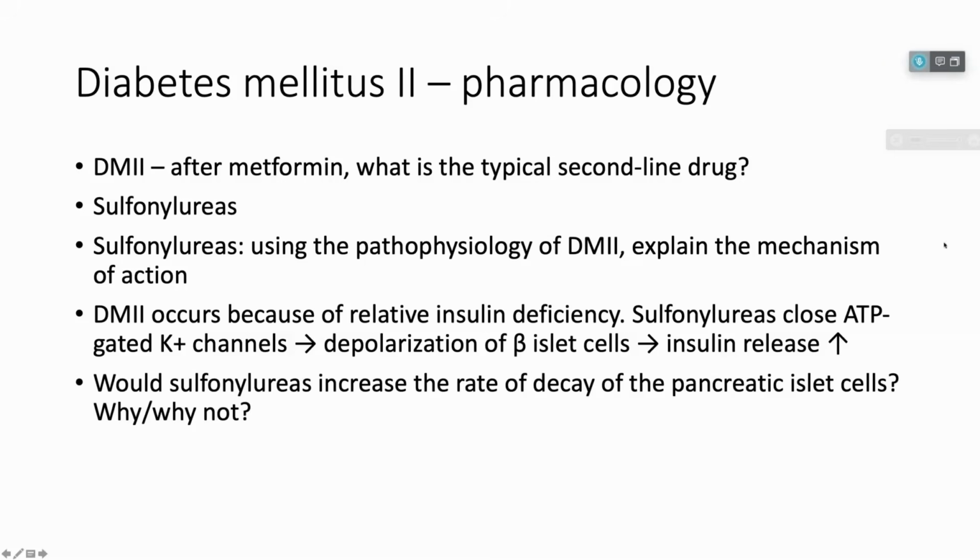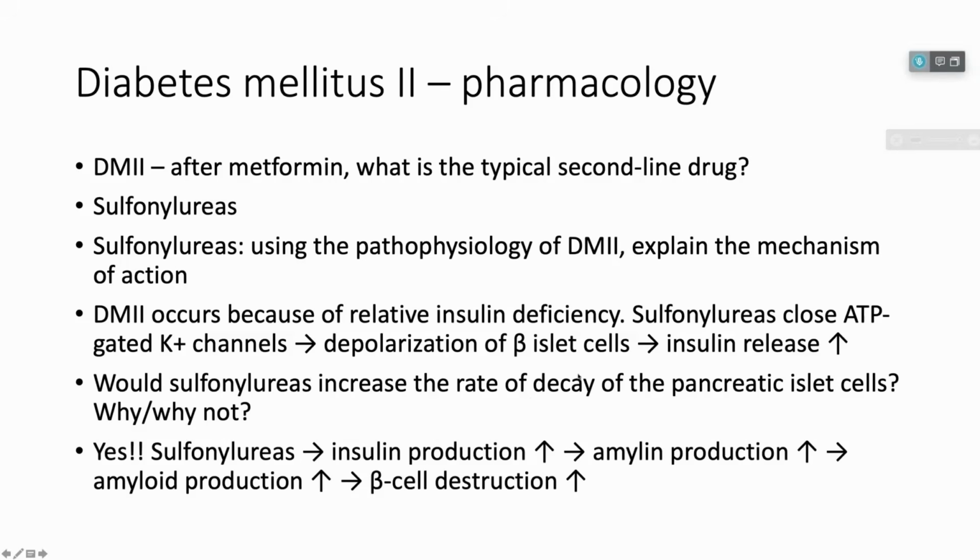Okay, so Paula, would sulfonylureas increase the rate of decay of the pancreatic islet cells? Why or why not? I think they would, because they push you to release more insulin, and I think that would probably increase the amyloid. Yeah, exactly. So unlike metformin, which decreases glucose production, sulfonylureas go on the opposite end. They're just trying to increase my insulin production.